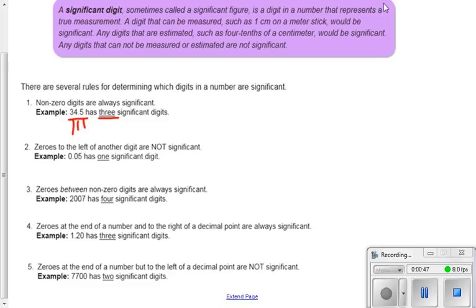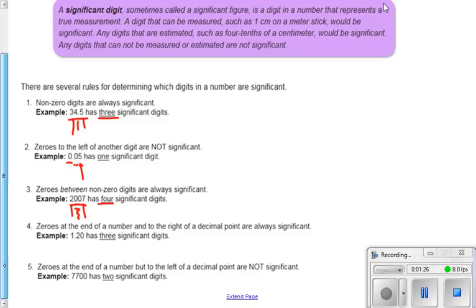Example 2, zeros to the left of another digit are not significant. So notice the 0 here, the decimal point, and the 0 there, they are not significant digits, leaving you with only 1 significant digit, that is the 5. Third example, zeros between non-zero digits. For instance, you have 2007, like a year. All of these are considered significant digits, because you have non-zeros with zeros in between. So this would give you 4 significant digits.